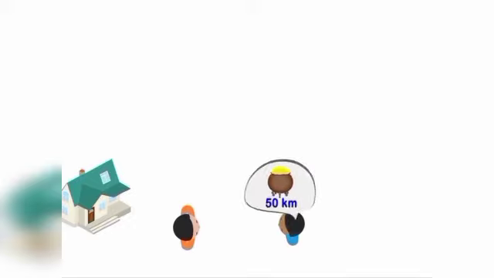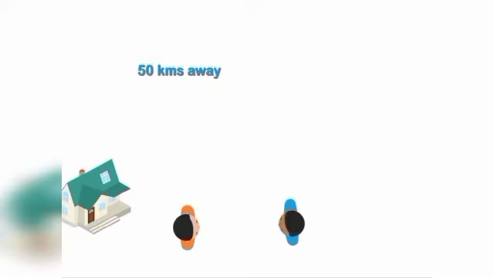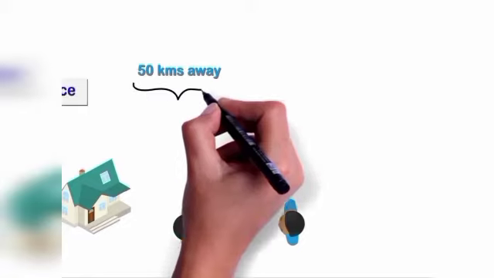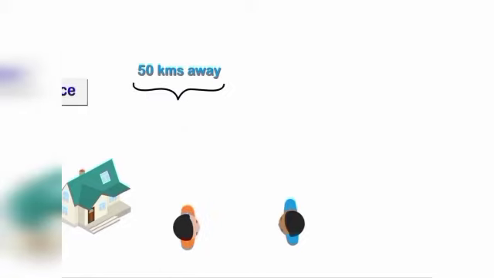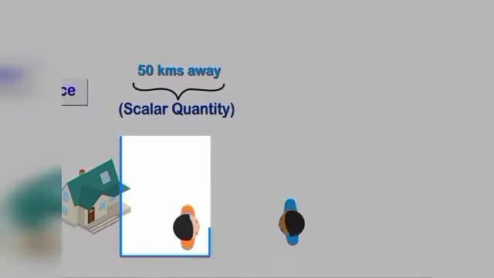Assume you are standing at this point. Now if your friend tells you there is a treasure pot 50 kilometers away from your home, how long will you take to find it? Which direction will you go? It could be here or maybe here. It is hard to know where exactly it is. You are only provided with the distance, which is one-directional information. One-directional information like this is called a scalar quantity.